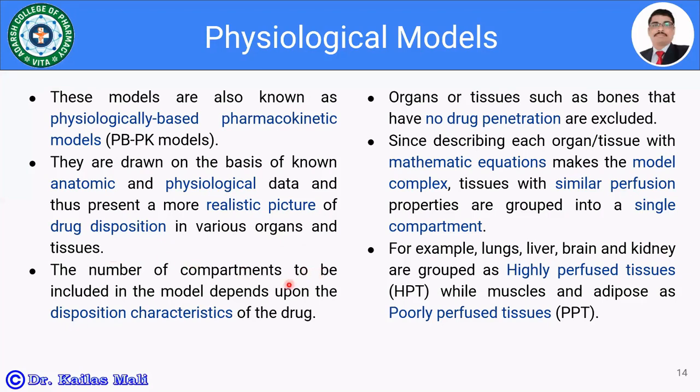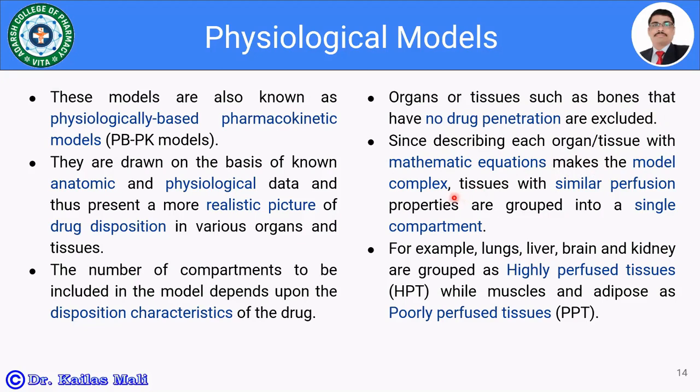The number of compartments to be included in the model depends upon the disposition characteristics of the drug. How the drug is going to be disposed, that is, how it is going to be distributed and how it is going to be excreted from the body, will decide the number of compartments included in the physiological models. Organs or tissues such as bones that have no drug penetration are excluded from the physiological model.